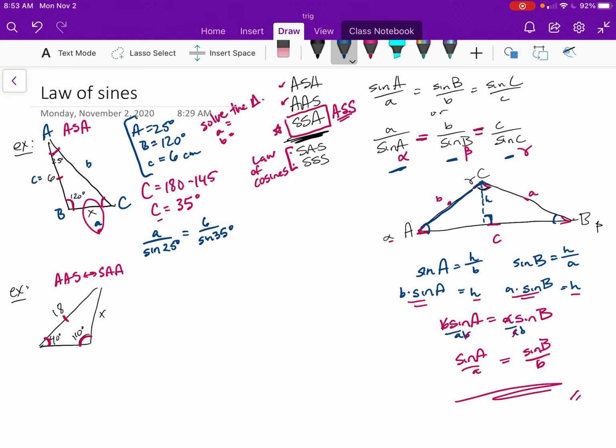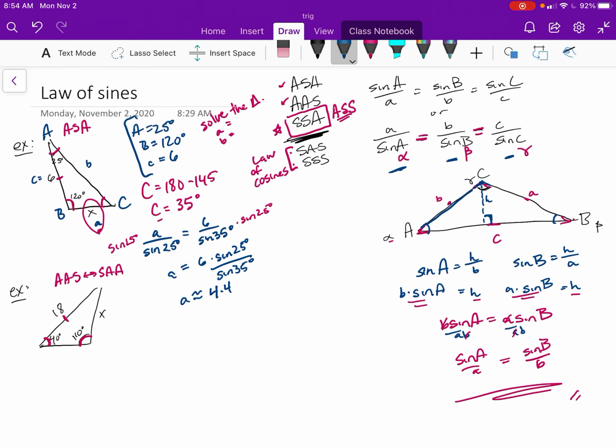It all becomes calculator work. Multiply by this sine 25 on both sides. And you get a equals 6 times sine 25 over sine 35. When you plug that into your calculator, you get about 4.4. Okay, whatever unit we're in, you know, centimeters, inches, whatever. This problem didn't actually give a unit. Okay. All right, let's do one more.